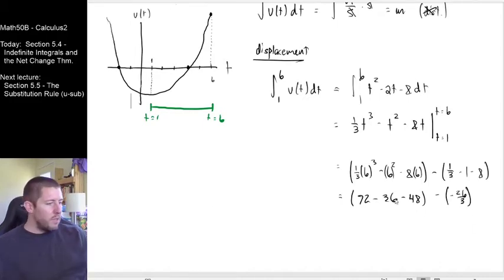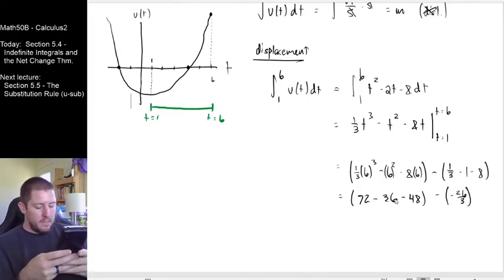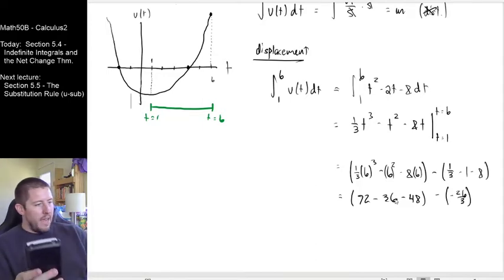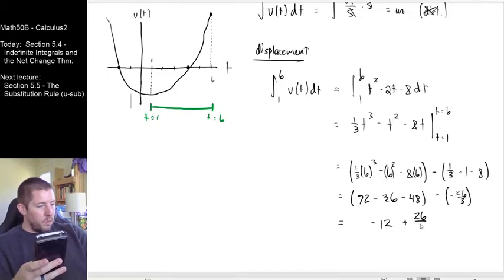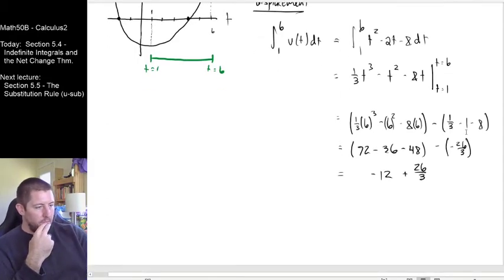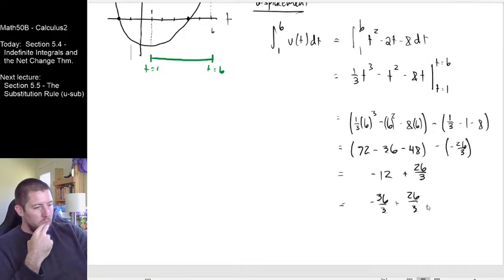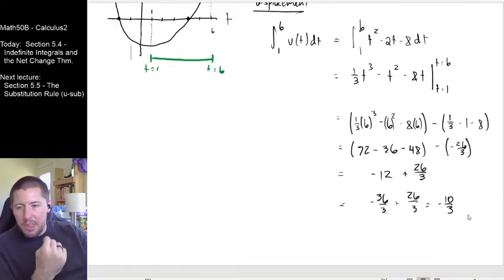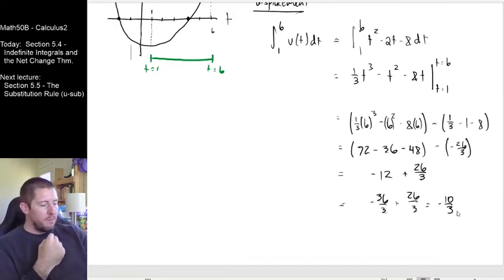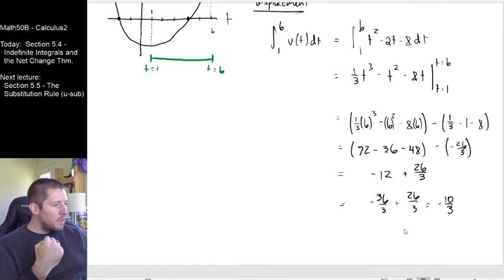And now I just got to add this stuff up right here. So what did we get? We got 72 minus 36 minus 48. That's going to give me negative 12. So here I'm getting negative 12 plus 26 thirds. And so I can think of negative 12 as 36 thirds. So negative 10 thirds, or I could maybe say negative 3.33 units of displacement right here. It looks like that's what I'm finding for our total displacement for this guy. Did I get my fraction right here? I think I did, yeah.